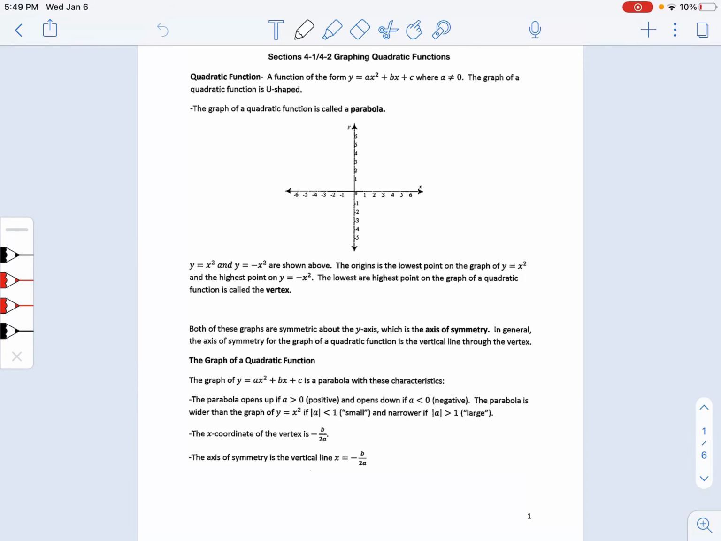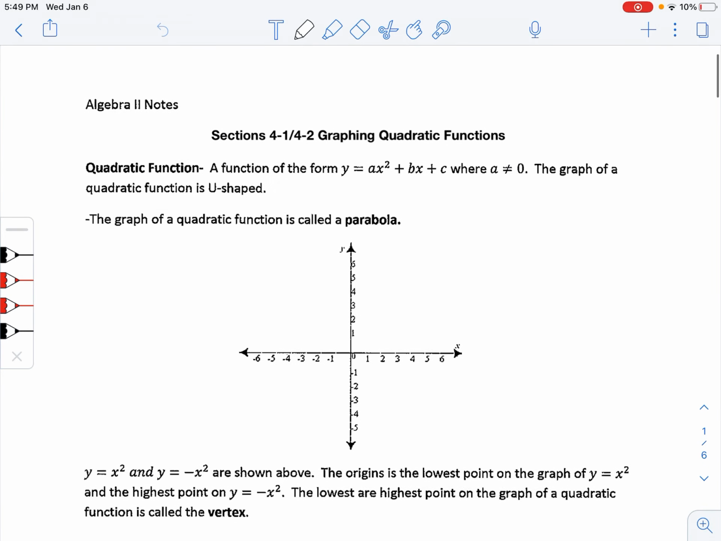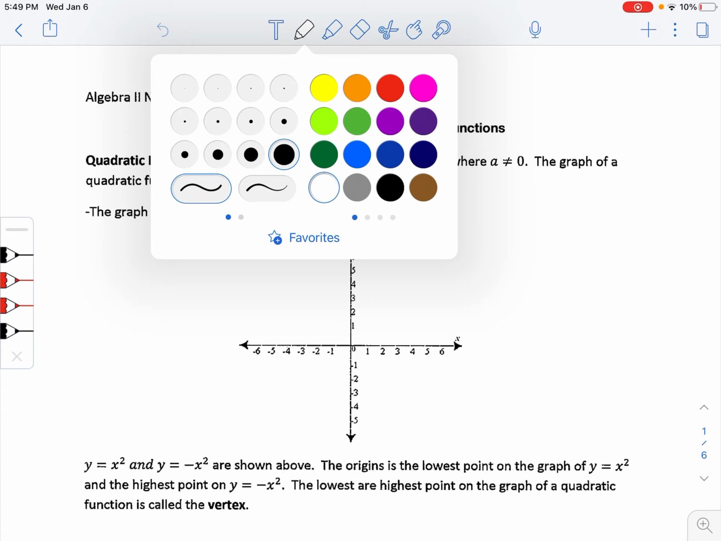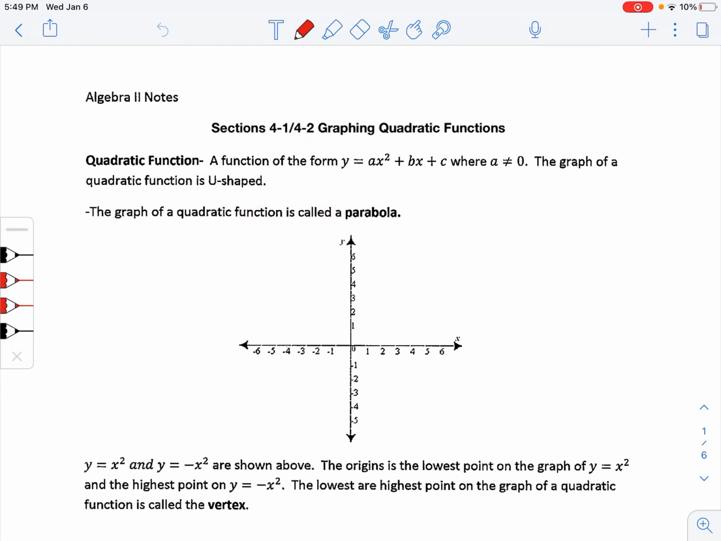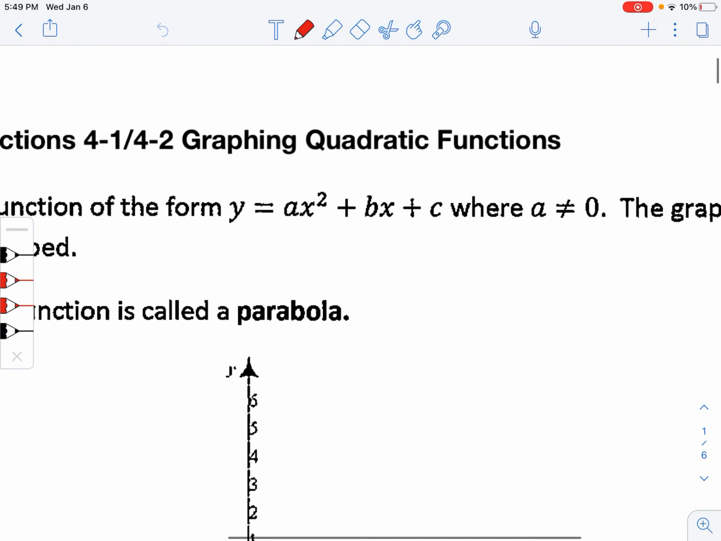We'll be graphing quadratic functions now. A quadratic function is a function with an input and an output, typically an x and a y. This is one in standard form, where you have the output right here, which you can write as y, or as f of x in function notation. And notice this thing is quadratic.